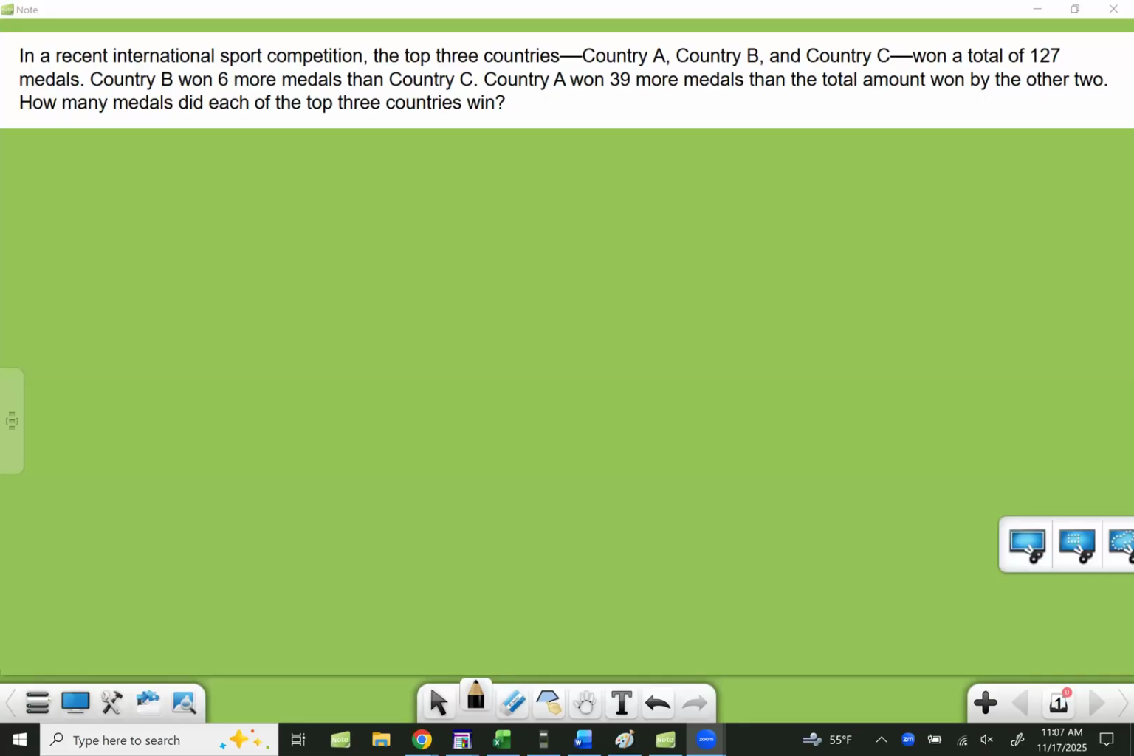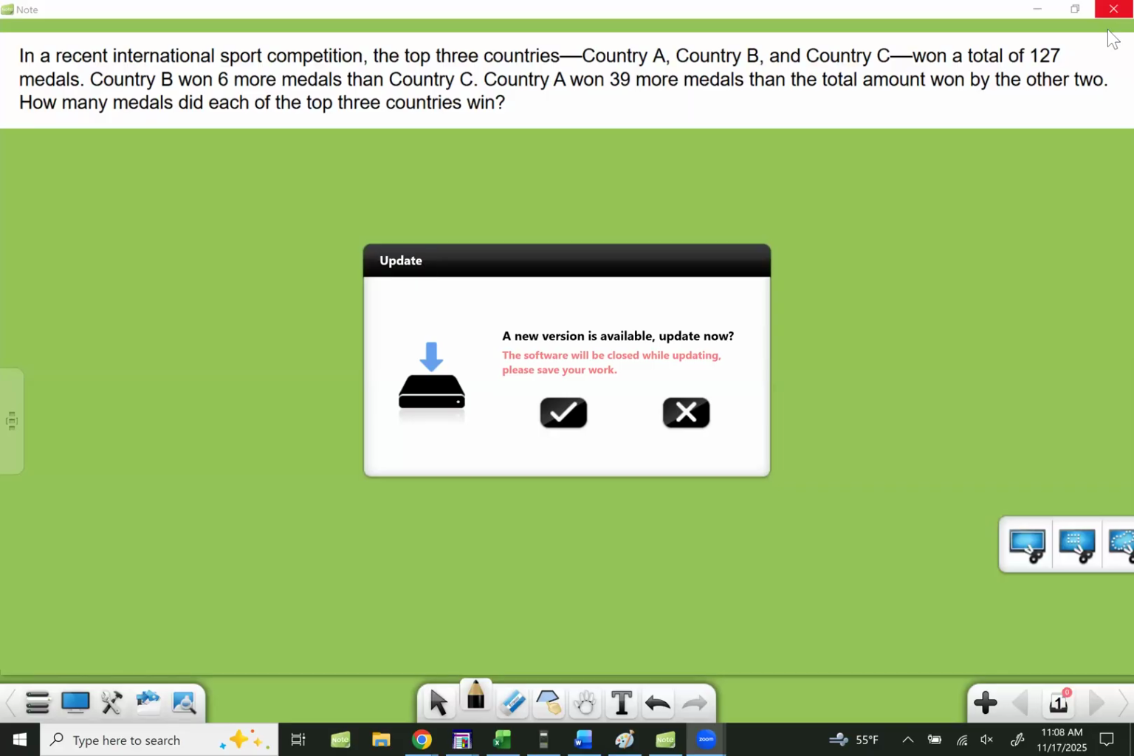All right. Take a look at number 7 from 6.2. It says, in a recent international sport competition, the top 3 countries, country A, country B, and country C, won a total of 127 medals. Country B won 6 more medals than country C. Country A won 39 more medals than the total amount won by the other two. How many medals did each of the top 3 countries win?